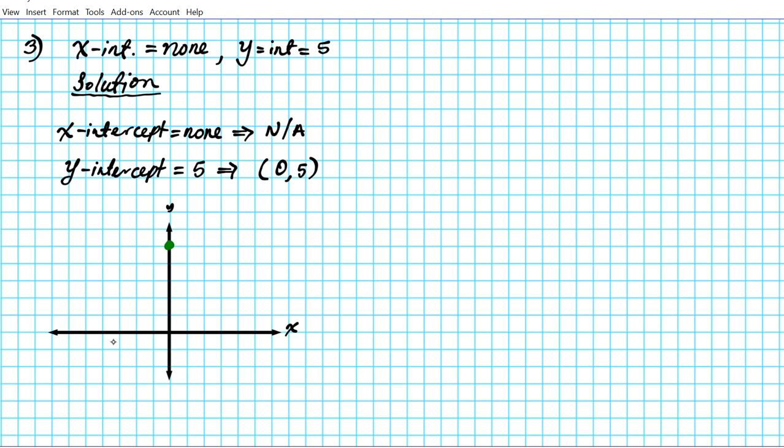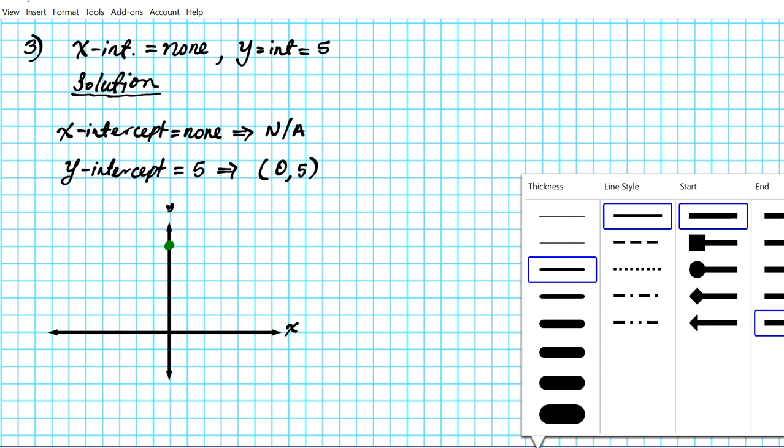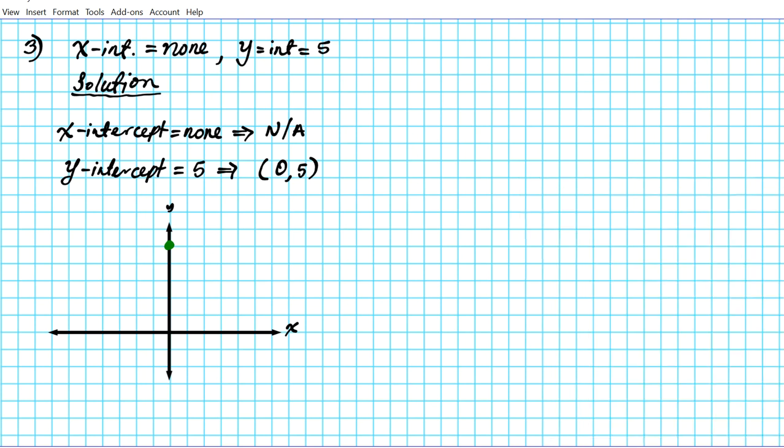So which line never intersects the x-axis but goes through this point? Two lines never intersect if and only if the lines are parallel. Okay, so we have a line that's parallel to the x-axis. That's the only way that we'll know for a certainty that the graph never intersects the x-axis. So it's going to be what? It's going to be a horizontal line.